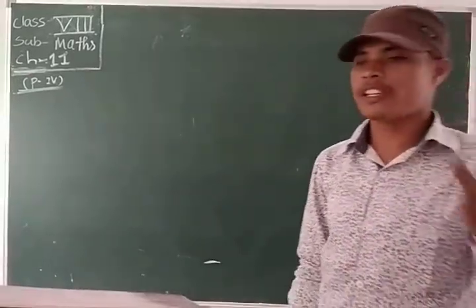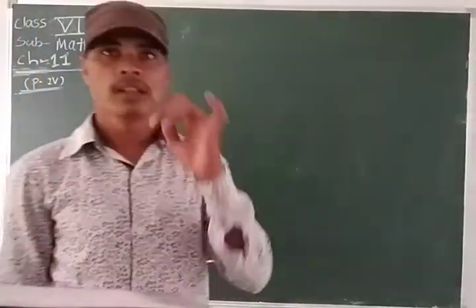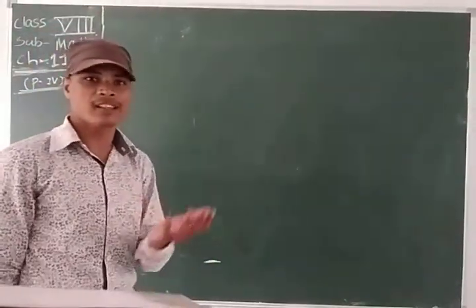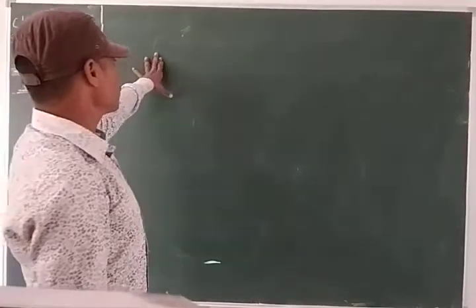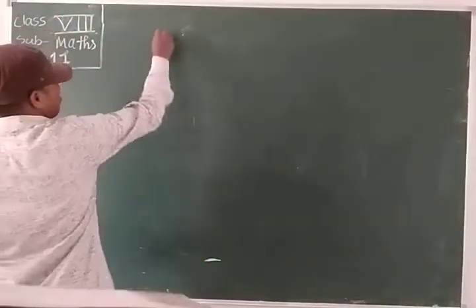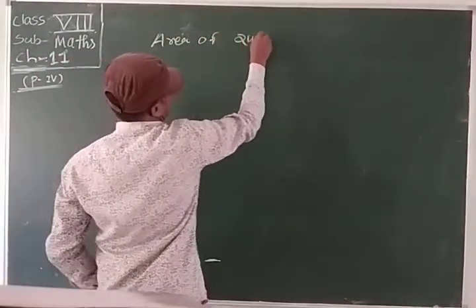Now we learn about the area of quadrilaterals. You know what a quadrilateral is? Quadrilaterals are figures having four sides. It's called a quadrilateral. Today we discuss the area of quadrilaterals. Today's topic is the area of quadrilaterals.